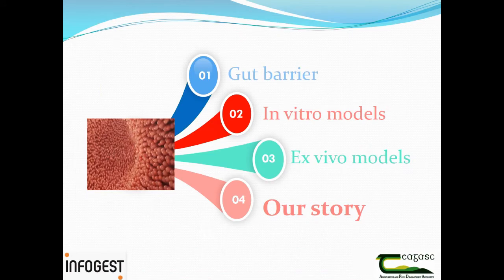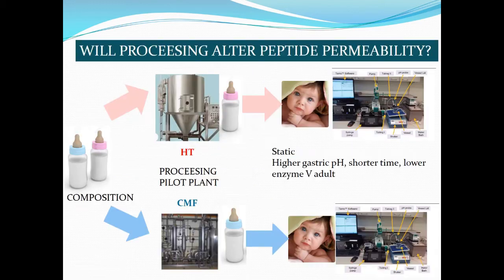So now I'm just going to talk to you about some of the data from our lab and how we've used all of these methodologies. What we wanted to find out here was whether processing would affect the peptides that were permeable across the CACO2 monolayers. So we made infant milk formula, and we made it by 2 different methods in the pilot plant.